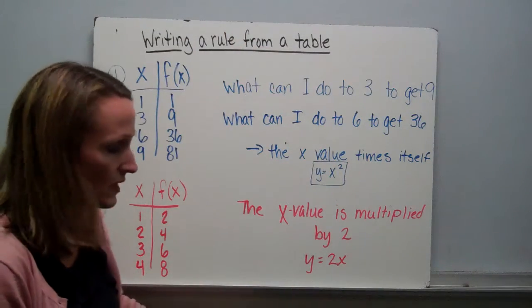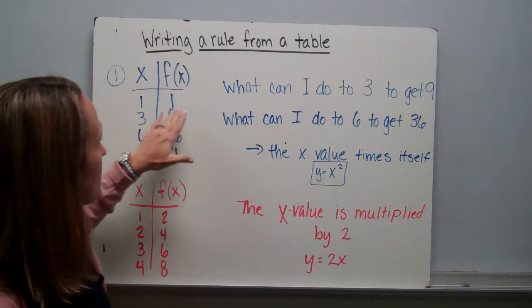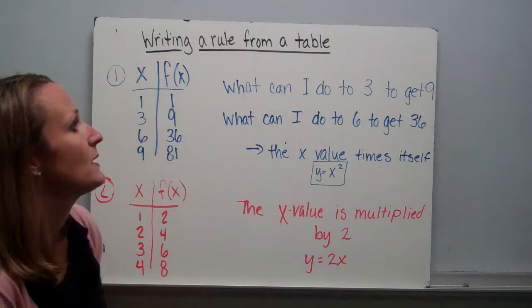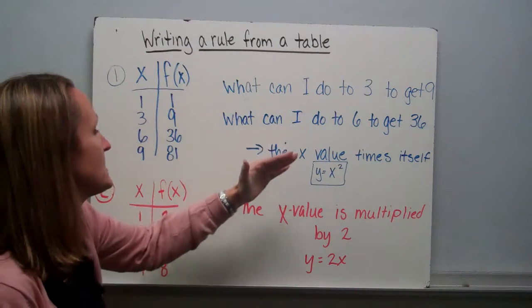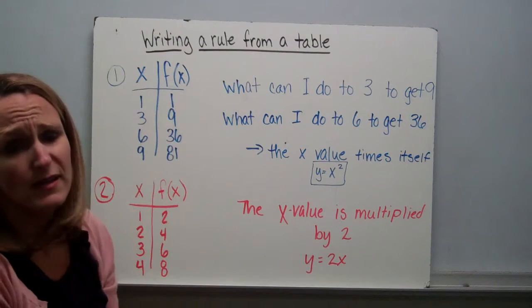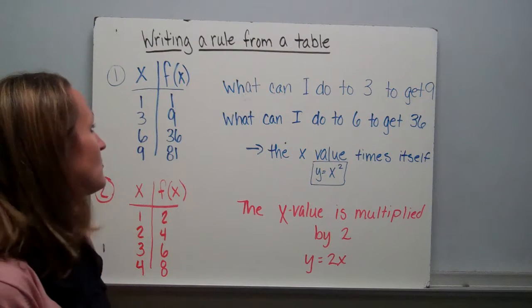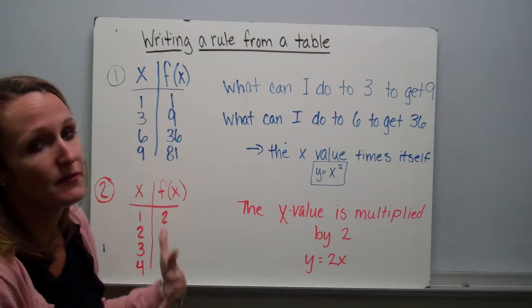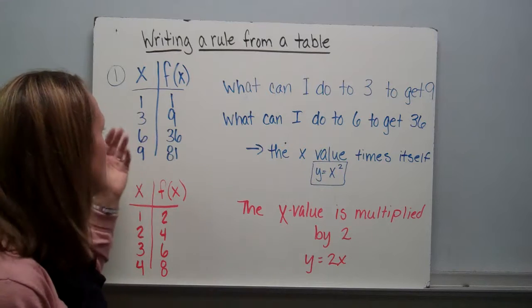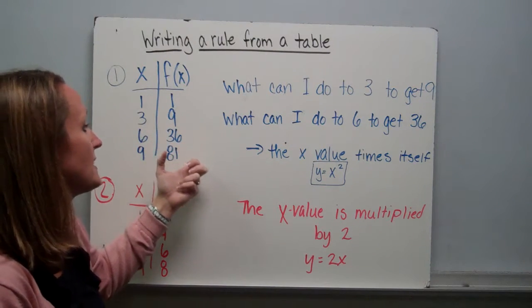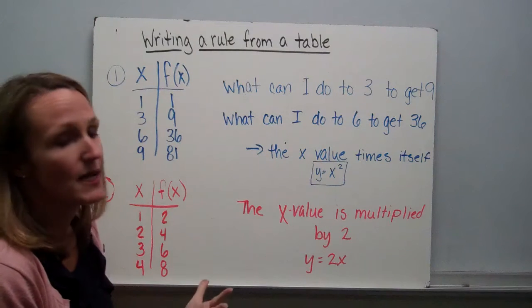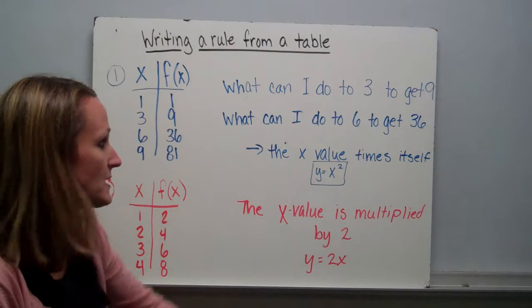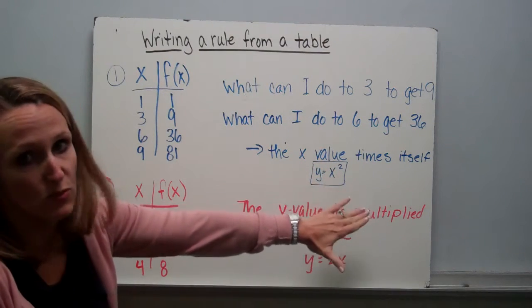Okay, so let's just look at some examples. So here, we start with our x and our y, or our f of x. What can I do to 3 to get 9? What can I do to 6 to get 36? Because here we have 1 and 1, and it's hard to look at 1 and find out what we do to get 1. So 3 to get 9, well, if I square 3, I get 9. So then you have to ask yourself, does that rule continue to work? Can I square 6 and get 36? Well, yes, I can. Can I square 9 and get 81? Yes, I can. So the rule we figured out is that the x value times itself. So we would say that our function rule is y equals x squared.